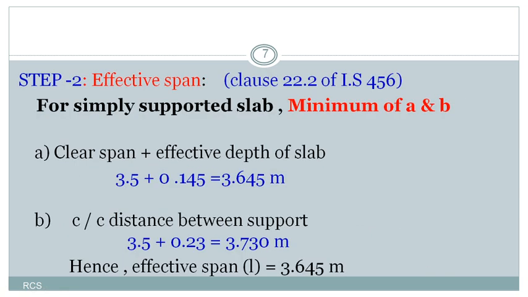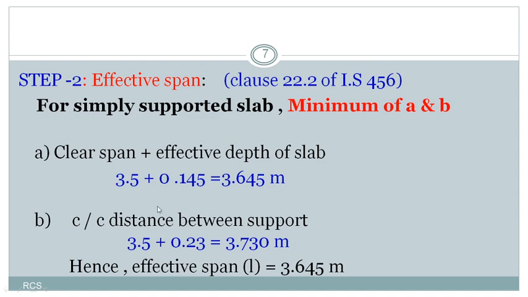After calculating this step, we go to the second step, the calculation of effective span according to clause 22.2 of IS 456-2000. As we are designing a simply supported one-way slab, the effective span can be taken as the minimum of criteria A and B. Criterion A is the clear span plus effective depth of the slab, and criterion B is the center to center distance between the supports. We will calculate the effective span based on these two criteria, and then choose the minimum of the two.